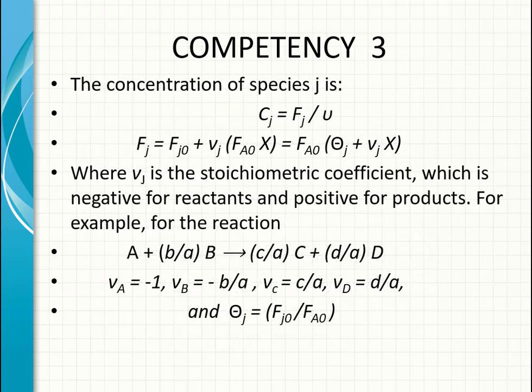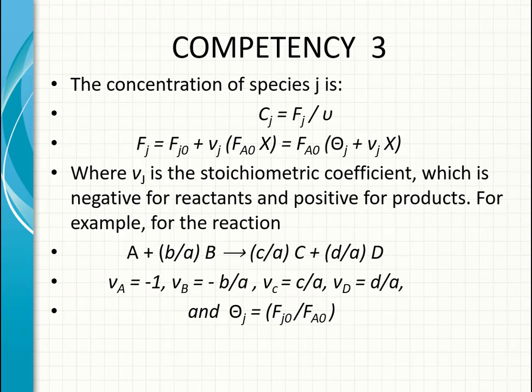And the concentration of species J is just Cj equal Fj divided by v. So Fj is equal to Fj0 plus nu J Fa0 times X, which is equal to Fa0 times theta J plus nu J times X, where nu J is the stoichiometric coefficient, which is negative for reactant and positive for product, something that we already went through in the competency 2.